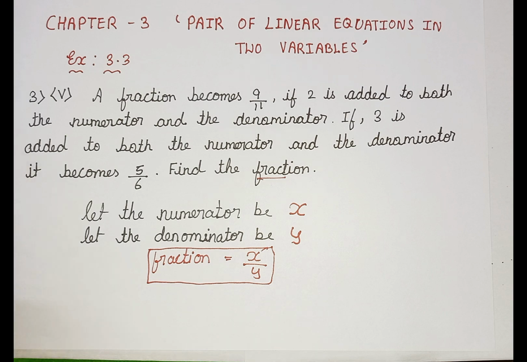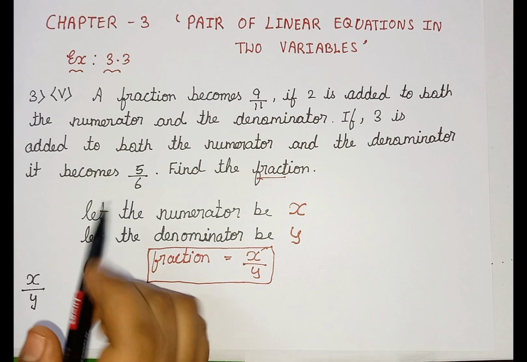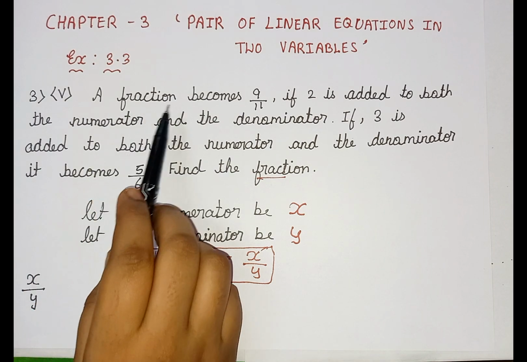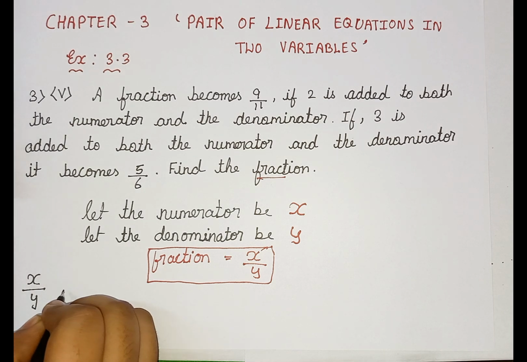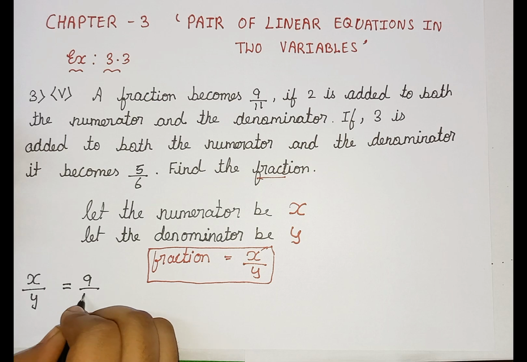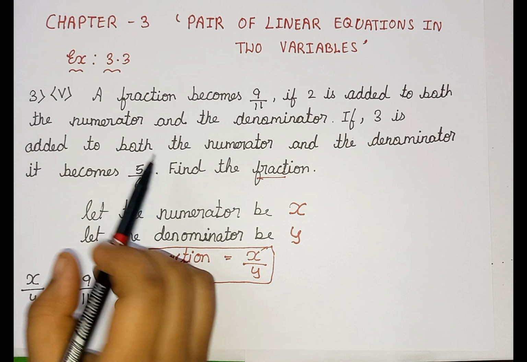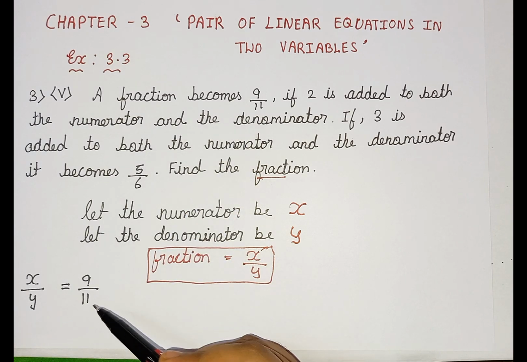According to the question there is a fraction, so we took that fraction as x by y. So let us write it here: x by y. Now this becomes 9 by 11, which means is equal to 9 by 11. Remember this sentence: whenever you have a fraction becomes 9 by 11, we are supposed to write is equal to 9 by 11.